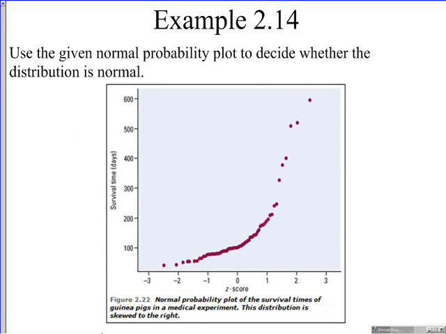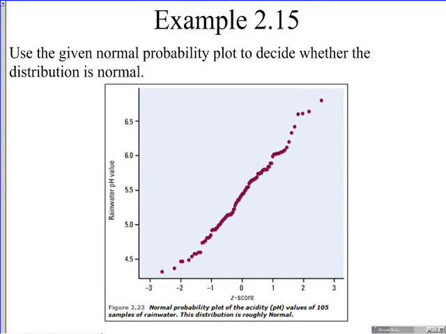Next one, use the given probability plot to decide whether this distribution is normal. Is this a straight line relationship? No. So you would say that this is not a normal distribution. This one here very clearly looks like a linear relationship. So you would say that this is a normal distribution.